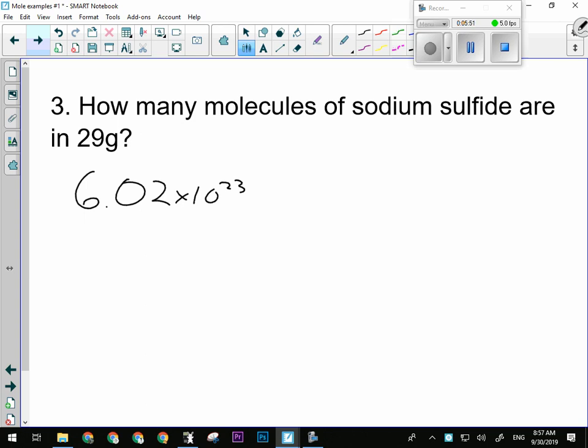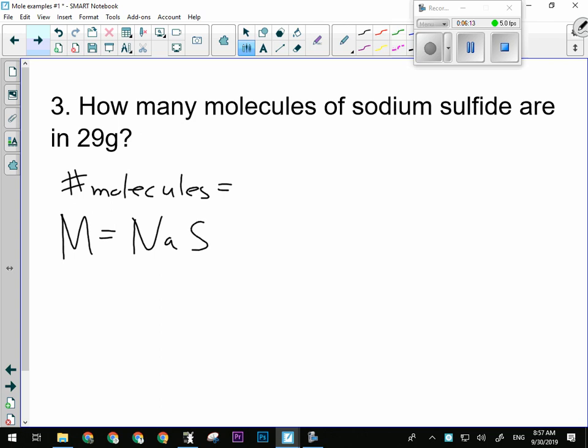So with this next question, we're going to have an extra step involving that number. The question says, how many molecules? So we're looking for the number of molecules here. That's not hashtag molecules, that's the number of molecules, of sodium sulfate. Sodium with sulfate. Sulfate's a -2, so this will be Na2SO4, in 29 grams.